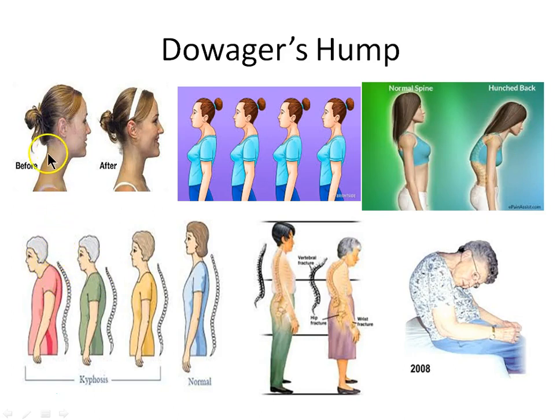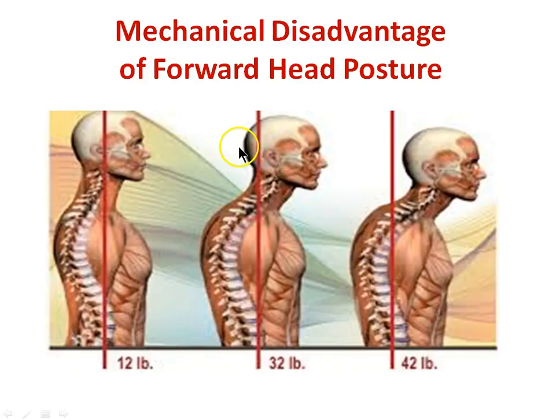You look even in a young lady like this, she's got the beginning of a hump. And then after correction, actually, we got rid of that hump. So you can see that's called Dowager's hump. Some of you have family members with that problem.